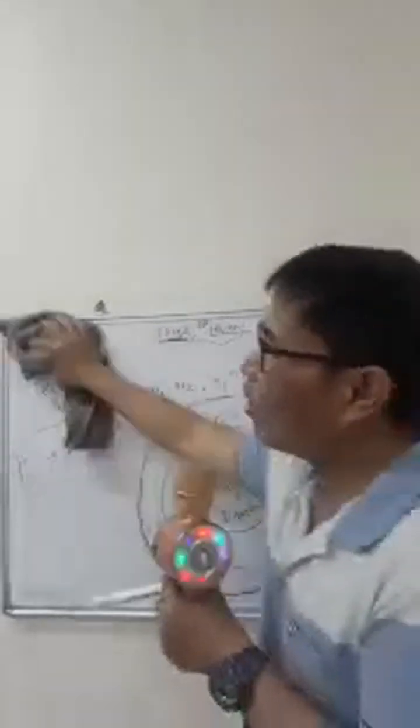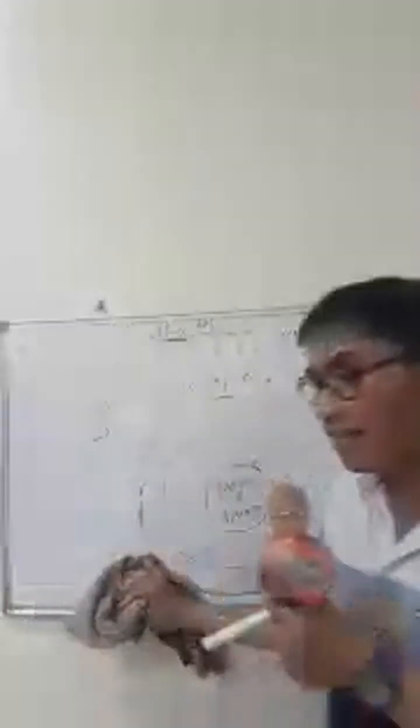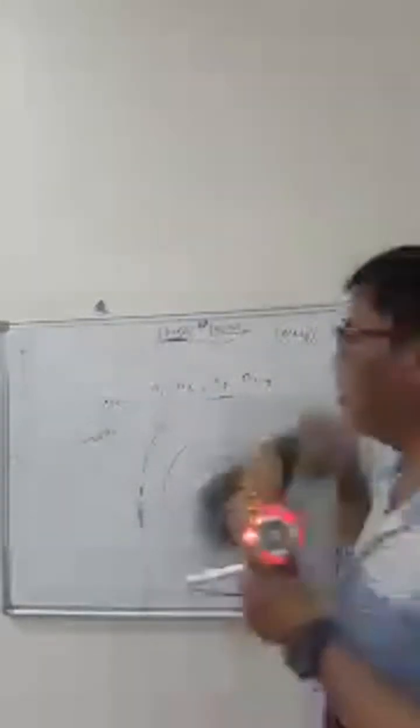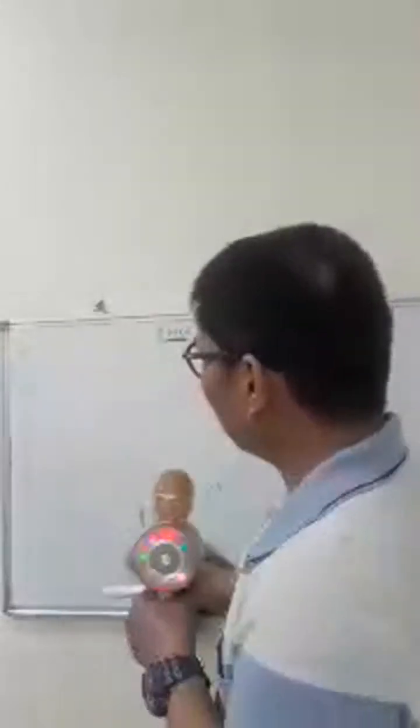Now we go to the second one, which is the azimuthal quantum number, or the orbital angular momentum quantum number. The definition states: it describes the shape of the sublevels or subshells in an energy level. Take note of every word that I spoke.